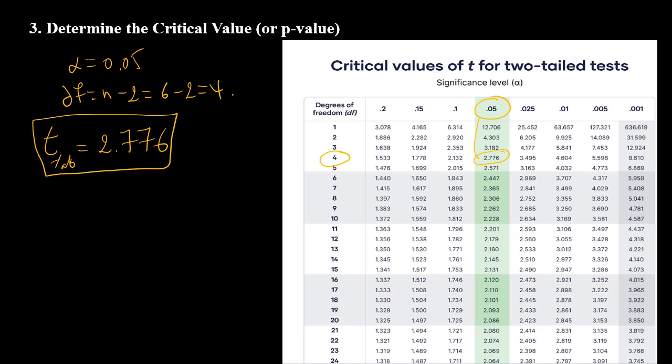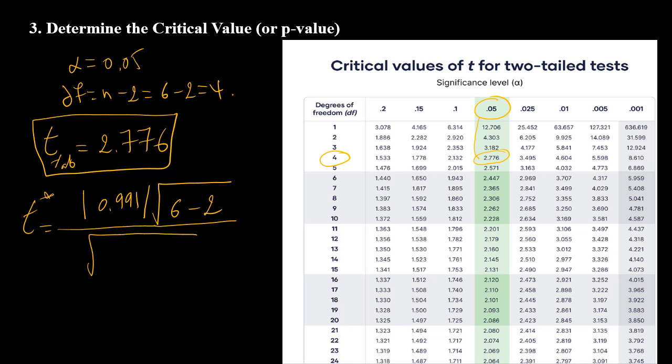Let's now calculate our t. Here t is the absolute value of 0.991 times the square root of 6 minus 2 divided by the square root of 1 minus 0.991 squared. So we find here that the calculated t is equal to 1481.